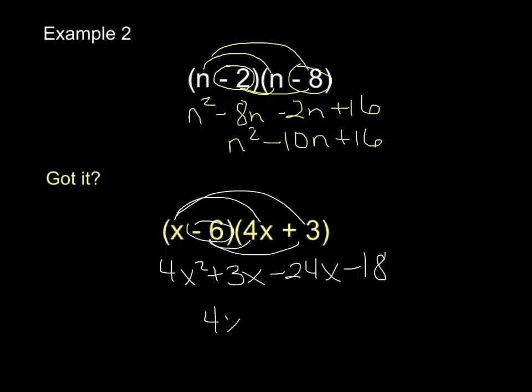So again, combining my like terms with the x's in the middle, 3 minus 24 gives me a minus 21x. And then my constant is a minus 18. And there is our product.